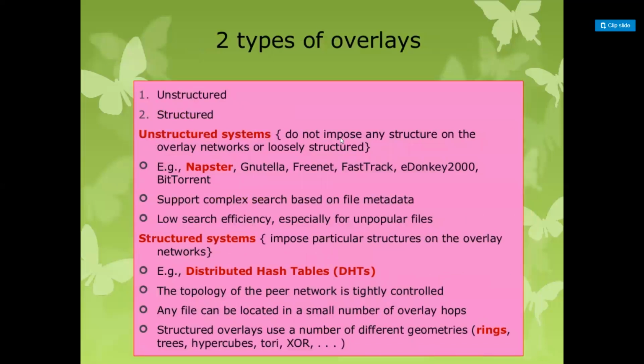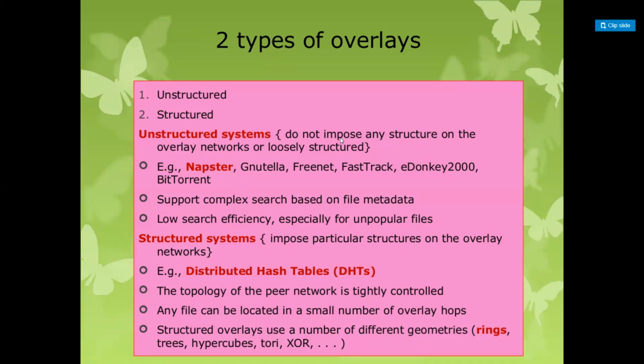Here we have two types of overlays. One is unstructured and the second one is structured overlays. Coming to the unstructured systems, these do not impose any structure on overlay networks, or are loosely constructed. Examples are Napster, BitTorrent, and eDonkey, and these support complex search based on file metadata, with low search efficiency, especially for unpopular files. This is unstructured systems. It gives us less efficiency.